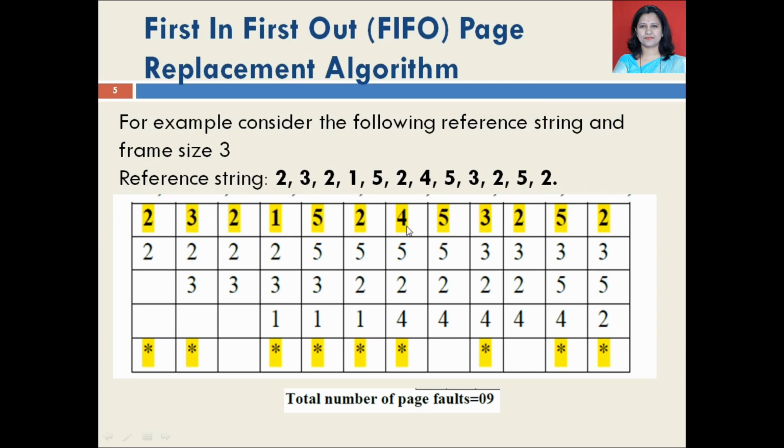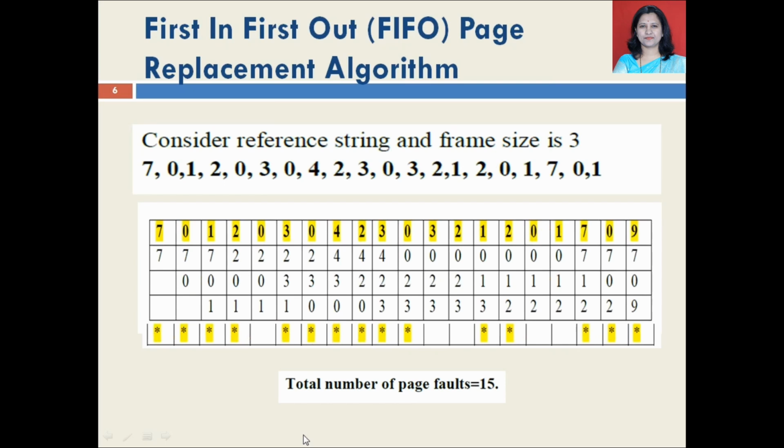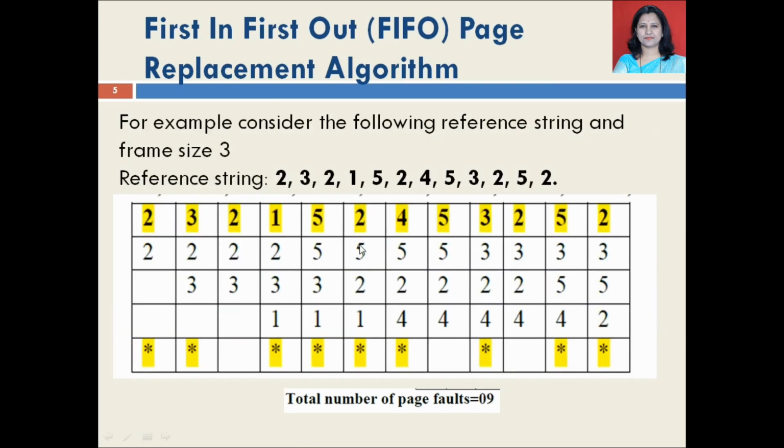Then we will place the 4, okay. To place the 4, what will we do? We will replace the 1, okay, and then we will place the 4 there. So it will be 5, 2 and 4, okay. Now the next is 5. 5 is already there, so it will be as it is, okay. Now we have to place the 3. So we will replace the oldest page again from this. The oldest page will be the 5.